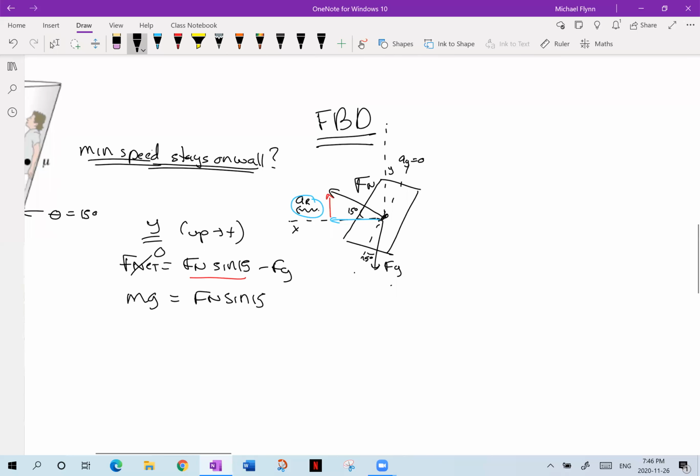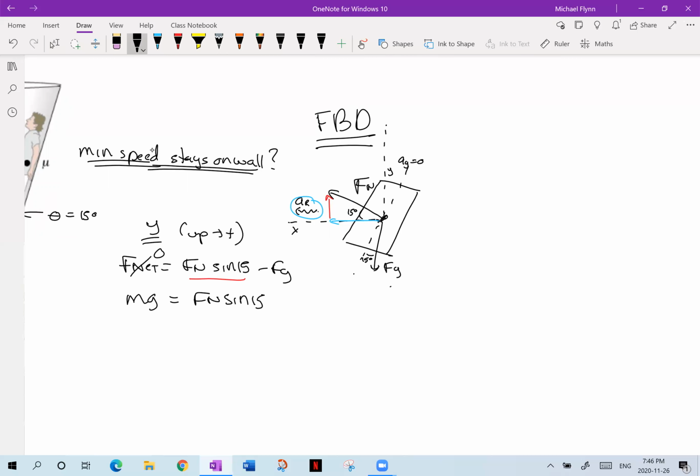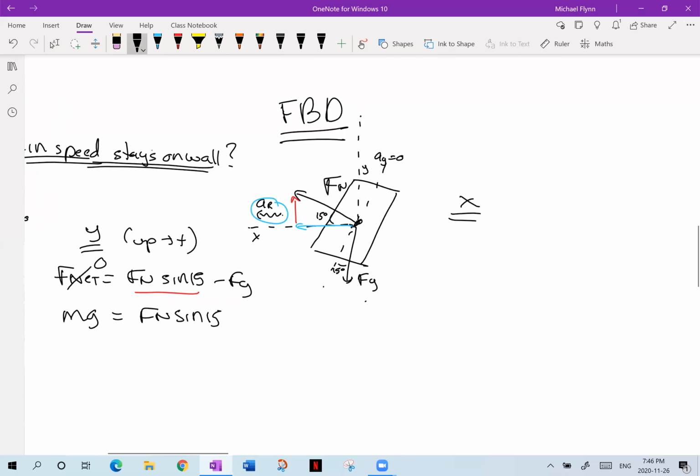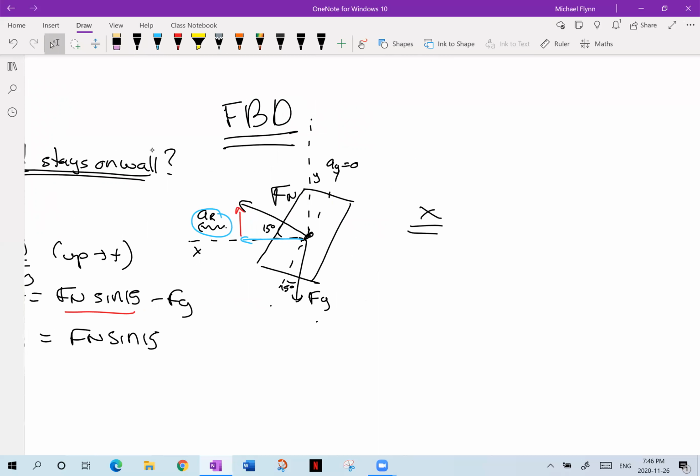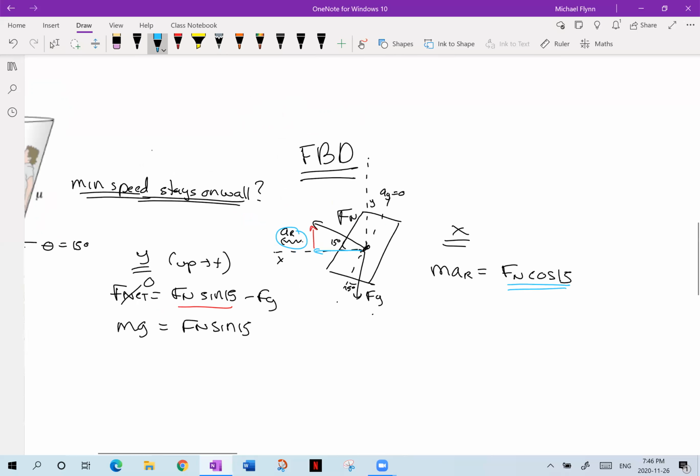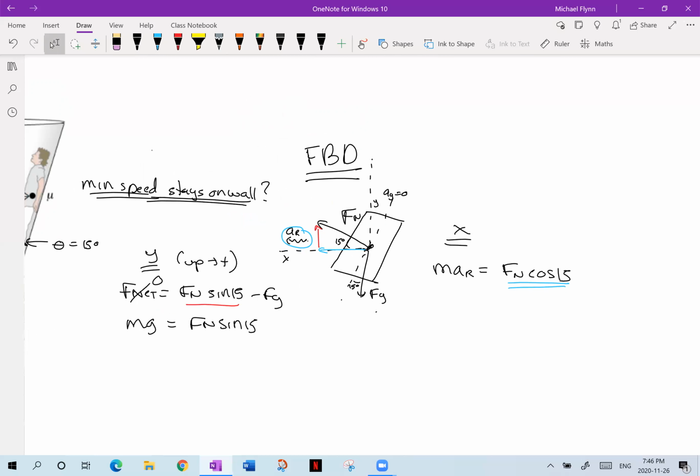All right, that's it so far. Now let's look at the x component. In the x direction, we have the blue vector. So why don't we skip writing Fnet and just write m a_r. m a_r equals Fn cos of 15, and that is my blue vector here. So now what do I do? Now you just go ahead and solve the equations for the unknowns.